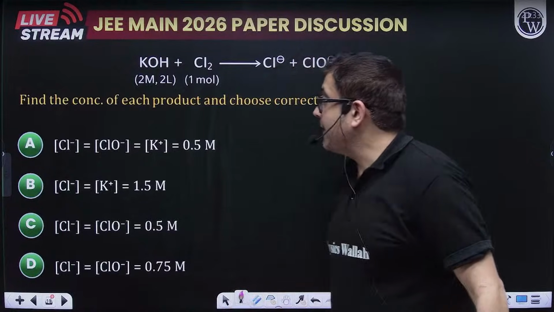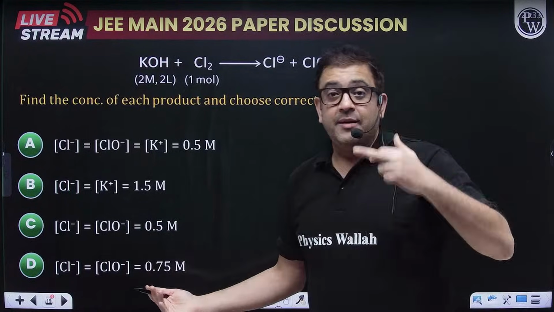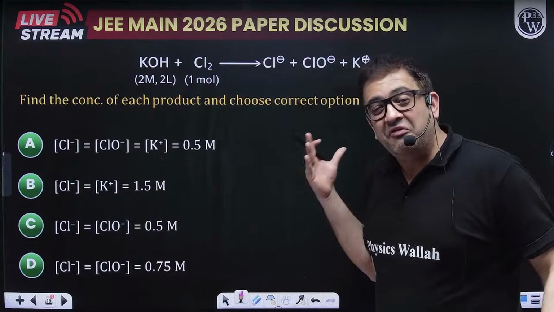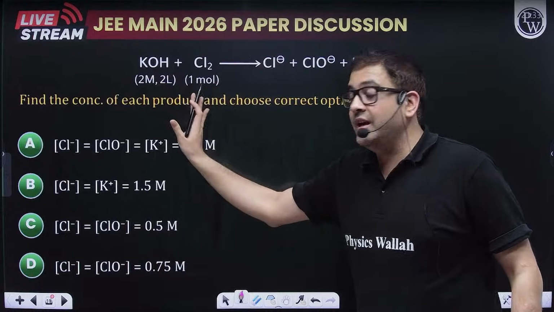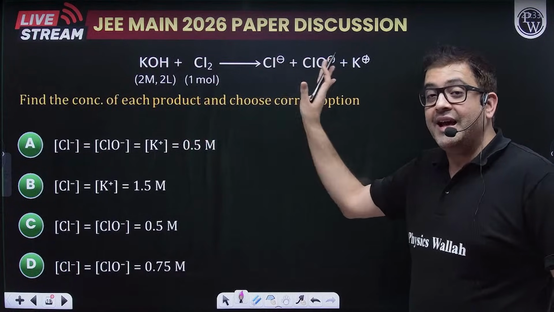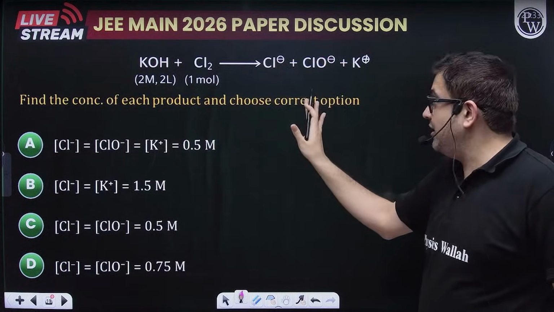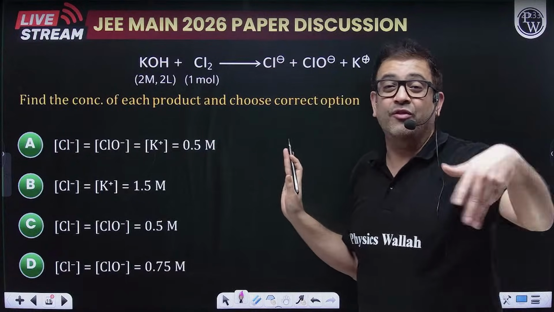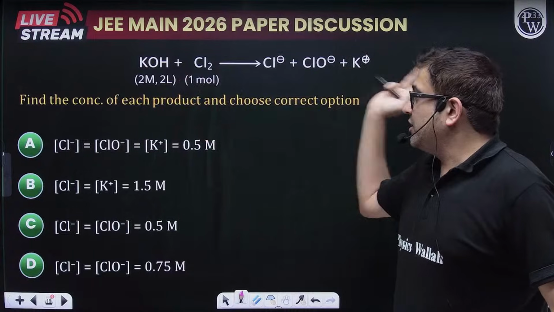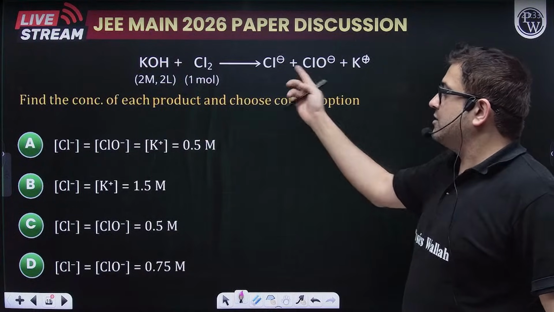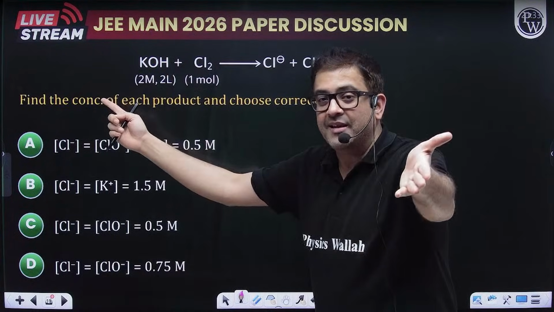Moving forward. Now, again a mole concept. Again a very easy mole concept question. KOH is reacting with Cl2. It is getting disproportionated as Cl minus and hypochlorite OCl minus and forming potassium ion. What you need to do first? Balance the reaction. Just with hit and trial you can see chlorine is balanced. You do not have to do that redox balancing also.